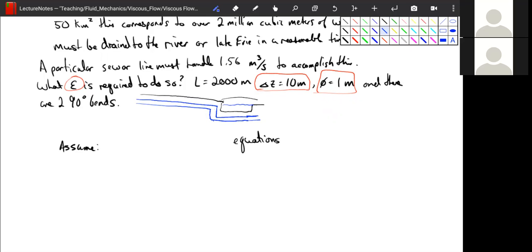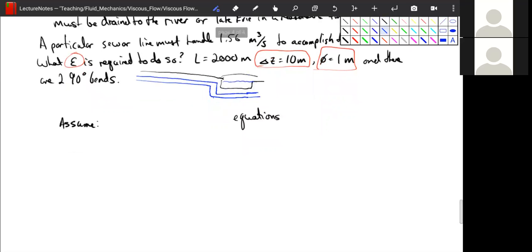So let's solve this. We're going to assume, just like we do for every conservation of energy problem, steady state. We're going to assume uniform properties, and that's it for now.